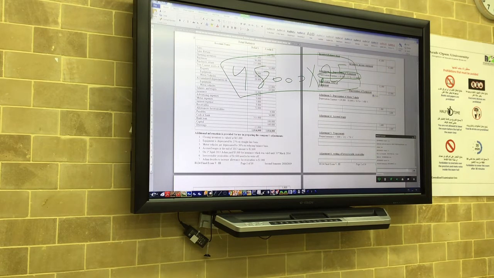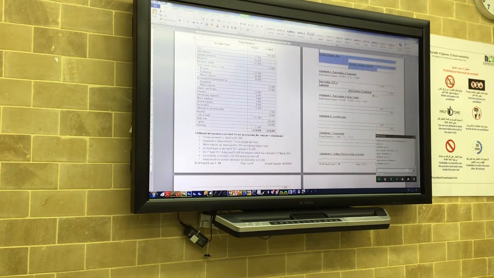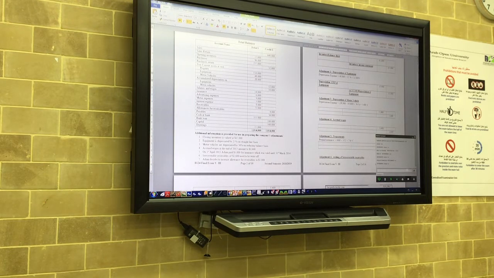So here we put depreciation expense for equipment to accumulated depreciation. So from depreciation expense to accumulated depreciation, 12,000.